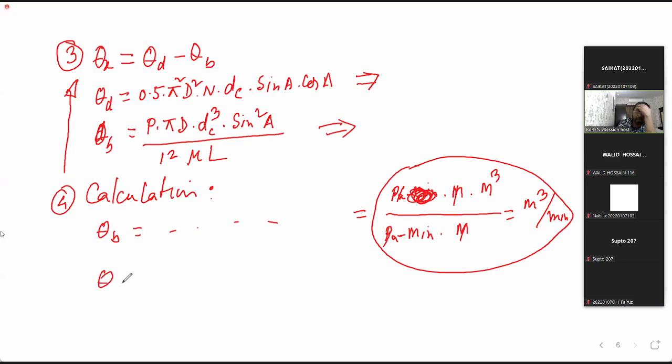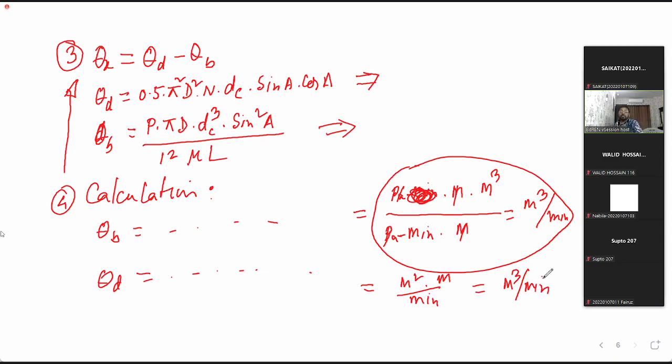Now then we shall calculate the QD. We shall put the value and get a numerical value. What will be its unit? See, meter square, N is per minute. Revolution doesn't have any unit. It is rotation time per minute. Then we shall have our DC, that means meter, and sin A cos A doesn't have any unit, and we are getting meter cube per minute.